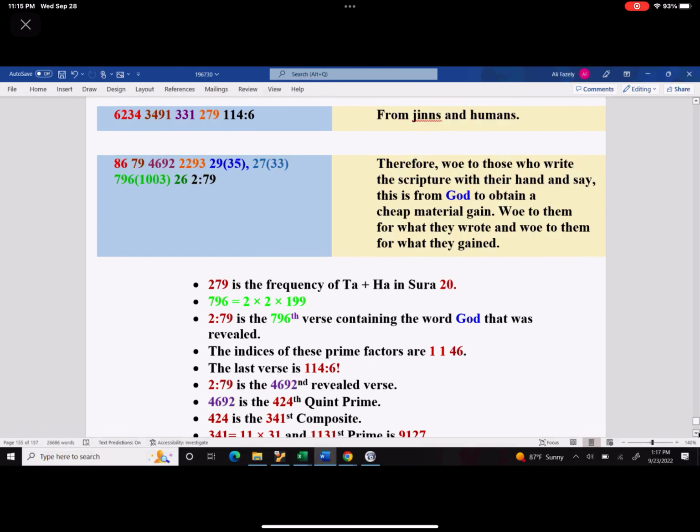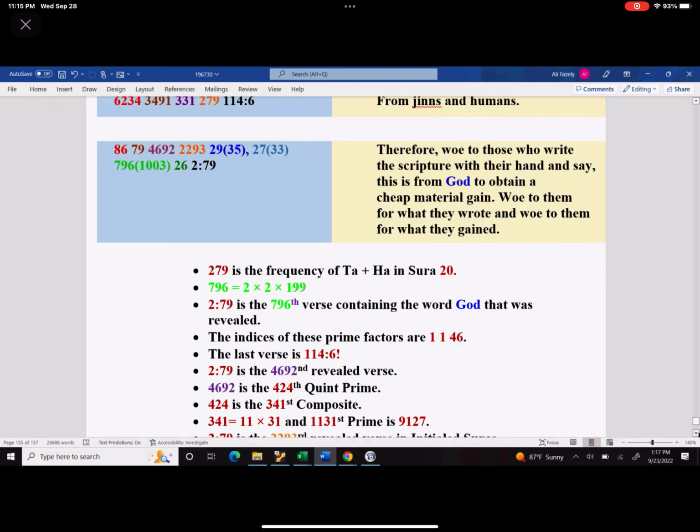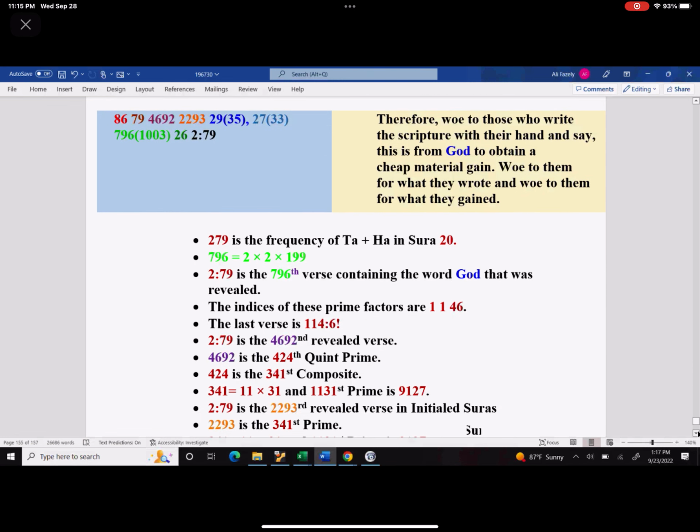279, chapter 2, verse 79 is the 4,692nd revealed verse, as you see here, 4692. Okay, so we didn't know this until today. 4692 happens to be the 424th quint prime, and 424 is the 341st composite, and 341 is 11 times 31, and the 1131st prime number happens to be 9127.